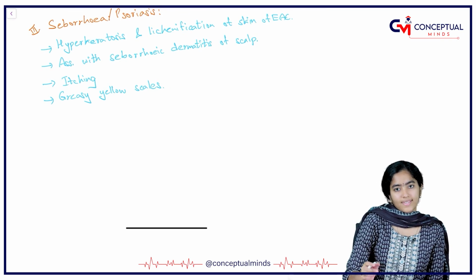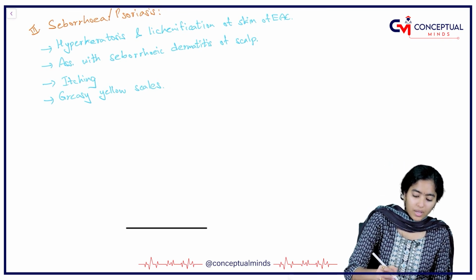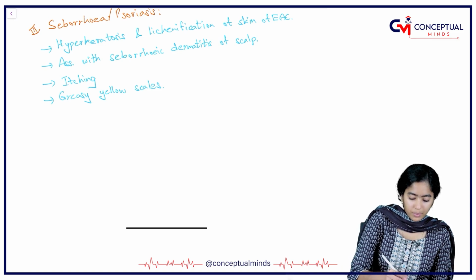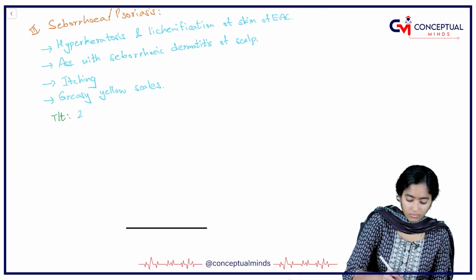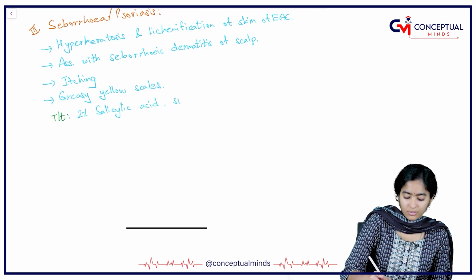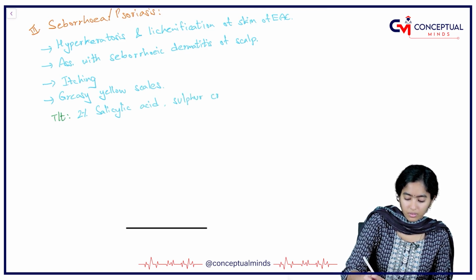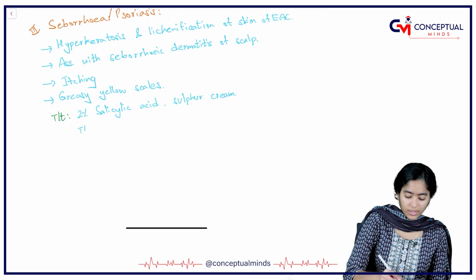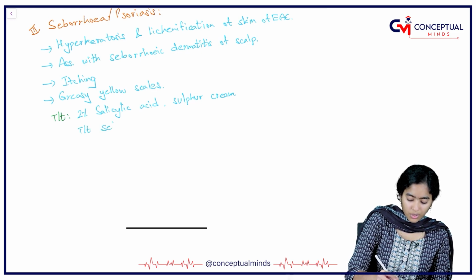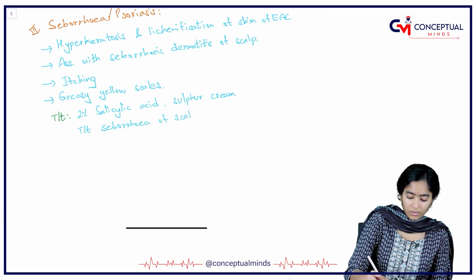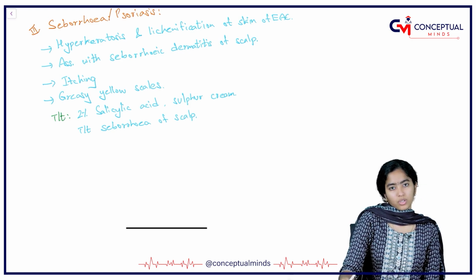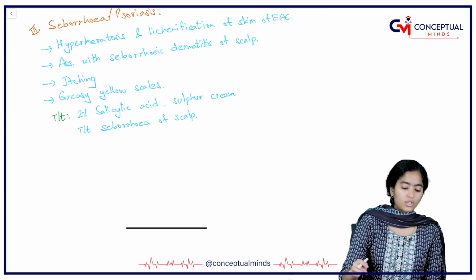And the treatment for this is application of salicylic acid and sulfur cream along with treatment of seborrhea of the scalp. 2% salicylic acid and sulfur cream can be applied. But most importantly, treat seborrhea of the scalp. This is about psoriasis or seborrhea of external auditory canal.